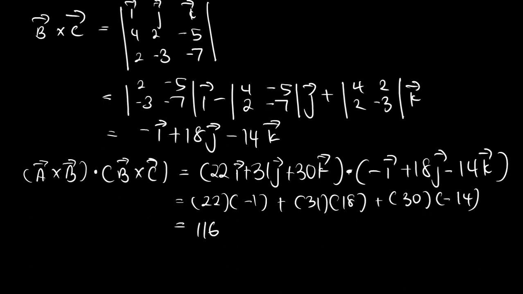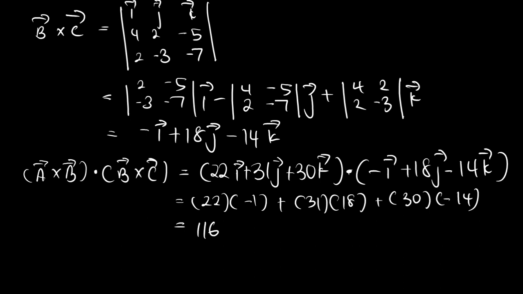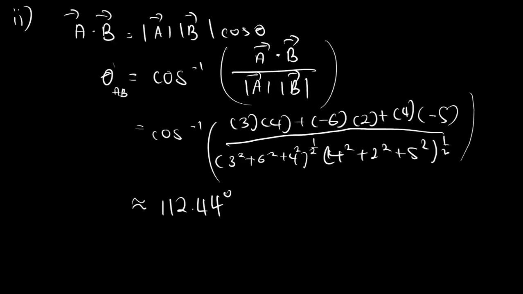And then we need to find the dot product between those two just now. For the dot product, we just need to multiply the corresponding components, with different values. For example, 22 with -1, 31 with 18, and so on. And then we'll get 116, which is a scalar. So the dot product will always end up with a scalar, a number.